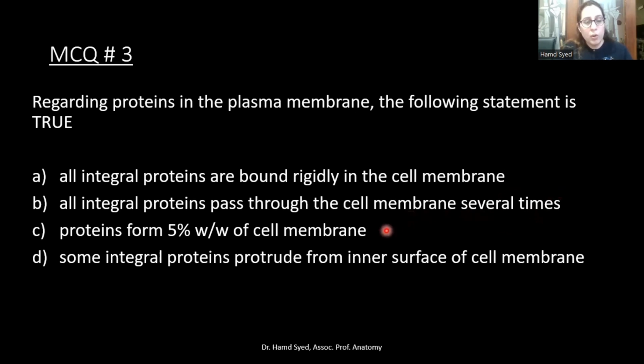Proteins form 5% weight of the cell membrane. We know it's not 5%, it is 50%. So this is also not the correct one. The correct answer is option D, which says that some integral proteins protrude from the inner surface of the cell membrane. Well, that's true. There's nothing wrong about that. So this is the correct answer for this MCQ.